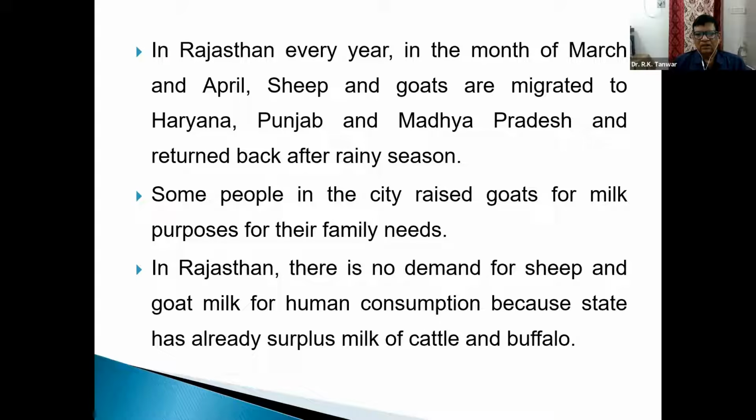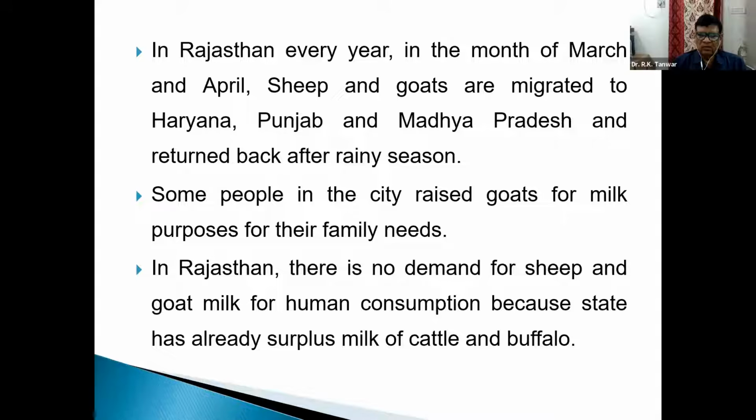In Rajasthan, every year in the months of March and April, sheep and goat are migrated to Haryana, Punjab, and Madhya Pradesh and return back after the rainy season, because during these 3 months there is a scarcity of pasture in the grazing area. So they go to a neighboring state, and after the rainy season, when there is green available in the field, they return back. Some people in the city raise goats for milk for their family need.